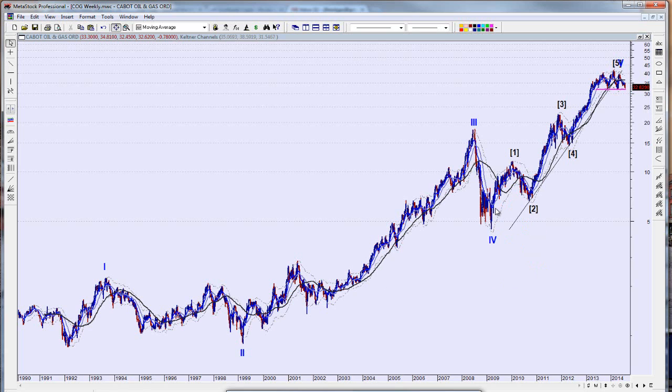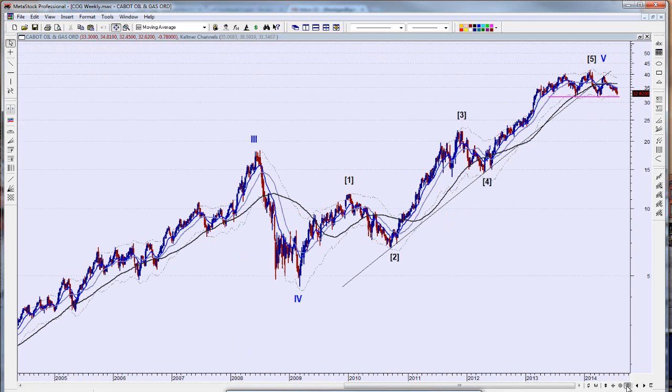So that's 4. And now it looks like we're in the 5th cycle wave here up to the top. So I think we've got 5 major waves up, which means we're now going to move into corrective mode. And in this 5th wave, it looks like we've got 1, 2, 3, 4, 5 primary waves. We've broken this trend line in here. I'll blow this up a little bit.